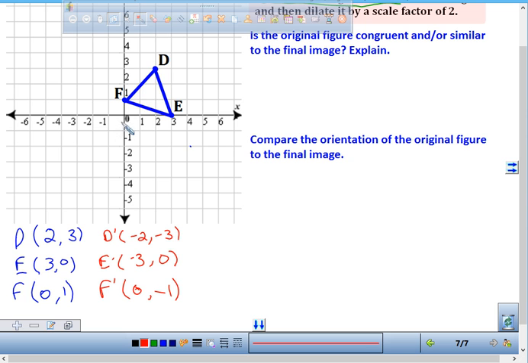Graph them. -2, -3. We get D prime. -3, 0. E prime. And 0, -1. F prime.